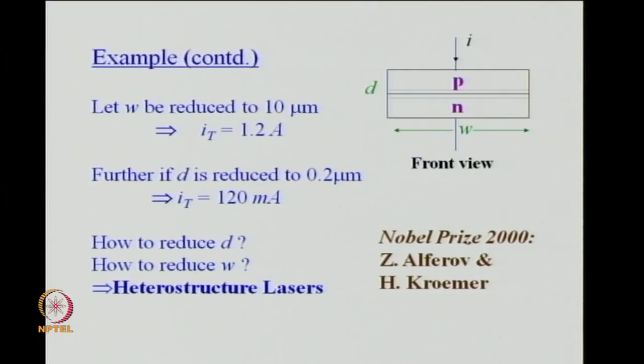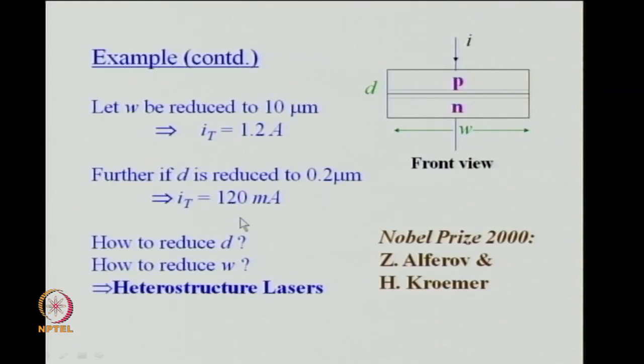If you further decrease D, for a normal PN junction, homo junction PN junction, it was about 1 to 2 micron. If you reduce it to 0.2 or 0.1, you get another factor of 10. And then the transparency current comes down to 120 milliamp.